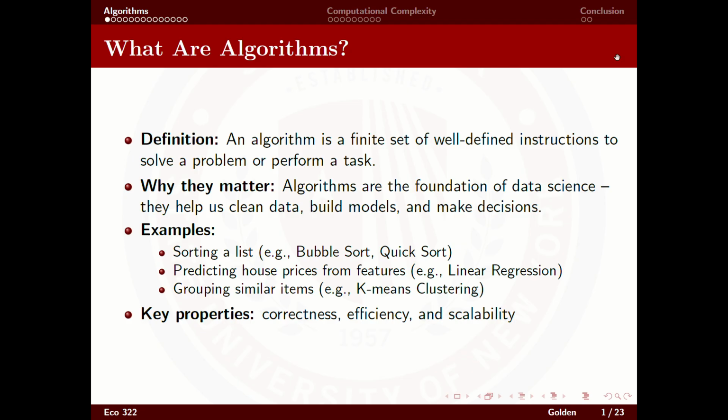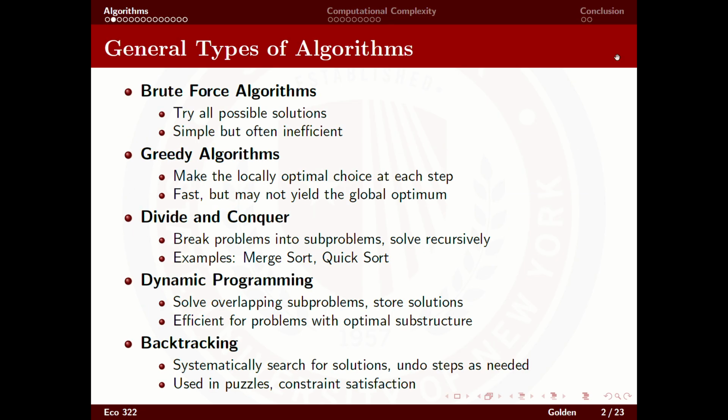So they are the foundation of data science. They help us clean data, build models, and make decisions. So you can sort a list, you can predict housing prices, and you can group similar items. So just some things you can do. So, some types of algorithms: brute force algorithms, where you try all possible solutions. This is usually pretty inefficient, but there are some places where brute force works really well.